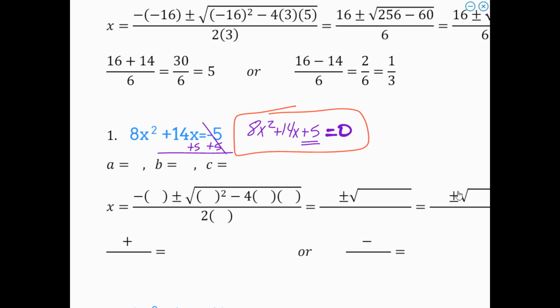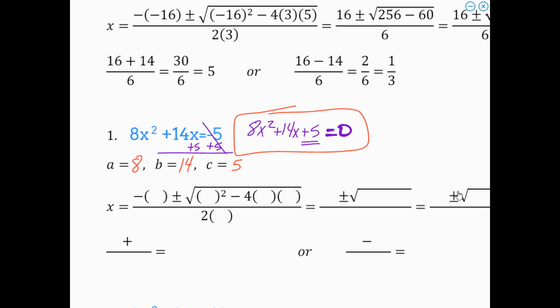Okay. So what is my A going to be? 8. What's my B? 14. And my C? 5. So on your next screen, put those into those boxes. You're also going to put them on your paper so that you have these notes. After this first one that we walk through together, I'm going to let you do the next 2 on your own, and I'm going to walk around and see how you're doing on your notes.